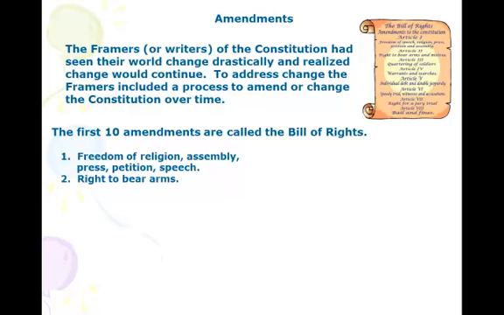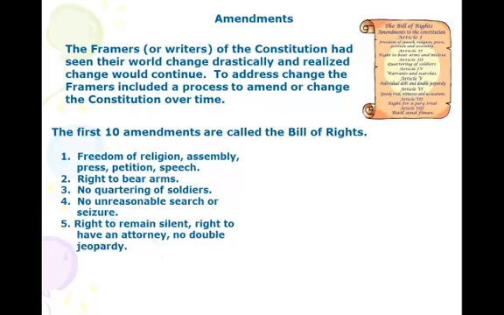Amendment 2 protects our right to bear arms or carry weapons. The Third Amendment, no quartering of soldiers. You cannot be forced to allow soldiers to live in your home. Amendment 4, no unreasonable search or seizure. Amendment 5, you have the right to remain silent if you're arrested. You have the right to have an attorney.